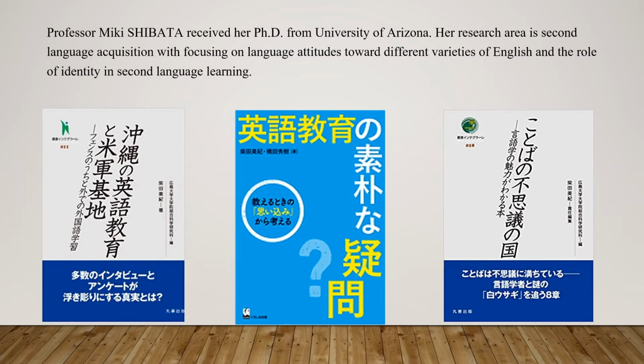First, let me give you my brief bio note. I obtained my doctoral degree from University of Arizona in the States. My research area is second language acquisition, focusing on language attitudes toward different varieties of English and the role of identity in second language learning. By the way, second language refers to any languages you have learned or acquired after your first language or native language. I have published several books in Japanese and also my papers have appeared in some professional journals.